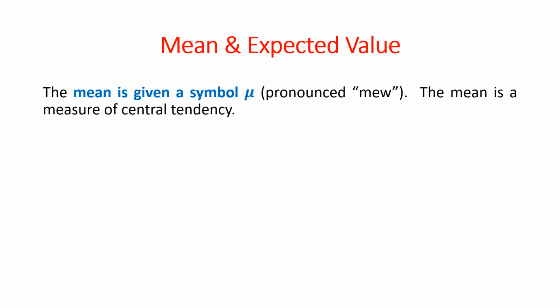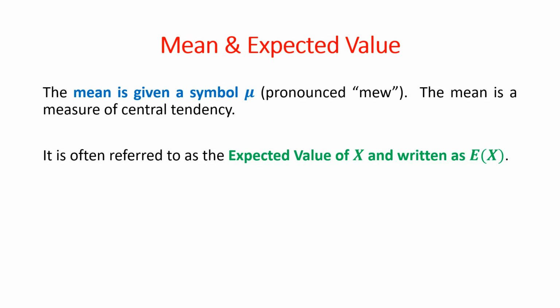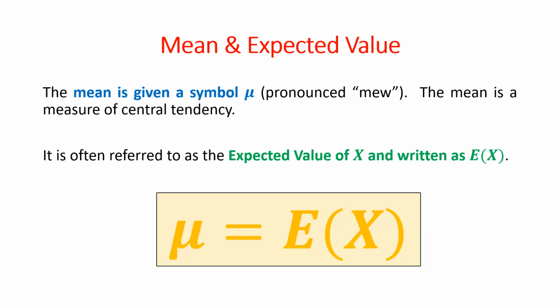Now, the mean is given a symbol called mu, the Greek letter mu. It is a measure of central tendency. It's often referred to as the expected value of x and written as E bracket x, and we say E of x. So mu is equal to E of x.